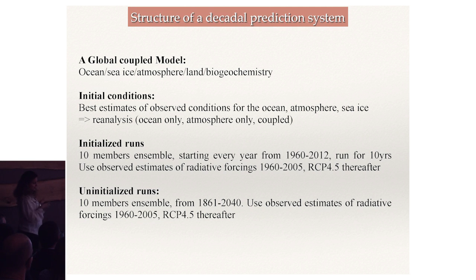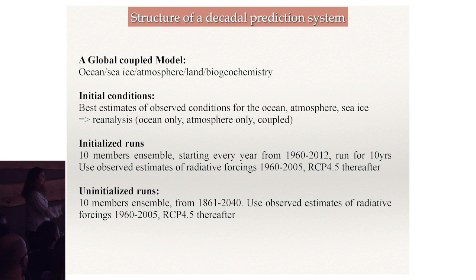Over the last CMIP5, it was the beginning of this coordinated exercise where a number of modeling groups started doing decadal predictions. So what makes a prediction system? First, you need a global coupled model. You had a nice overview of what an ocean model and atmosphere model can be this morning and this afternoon. You need initial conditions because you need to initialize your model. For that, you need the best estimate of observed conditions. And this is where reanalysis becomes important, and we need this reanalysis. So you need to initialize your ocean, your atmosphere, your coupled system in general.